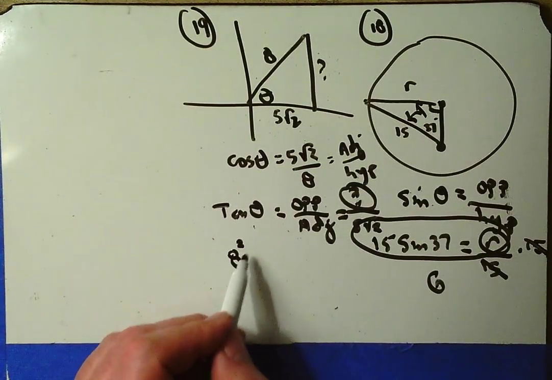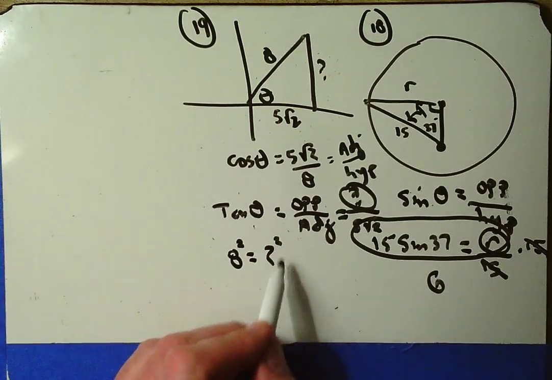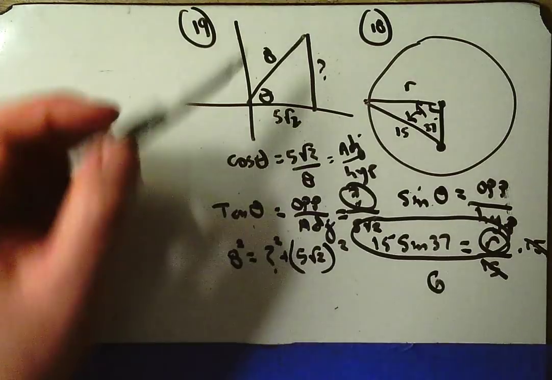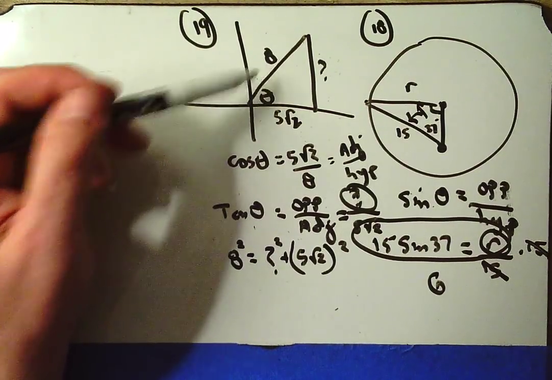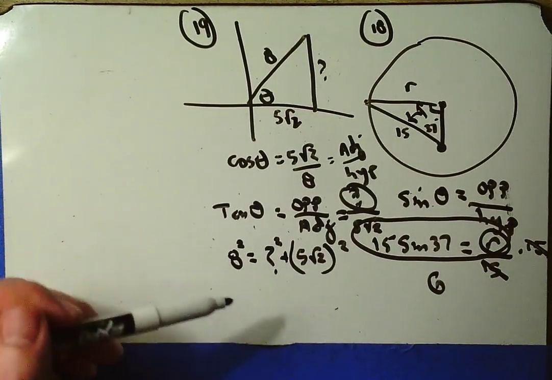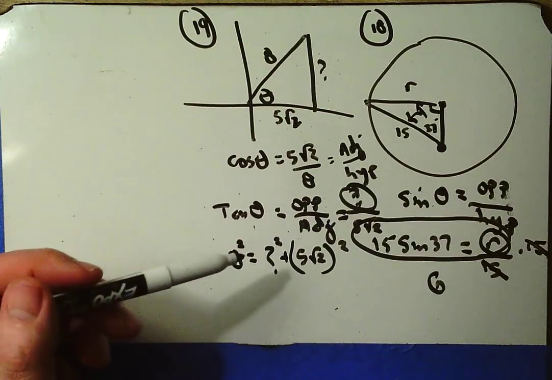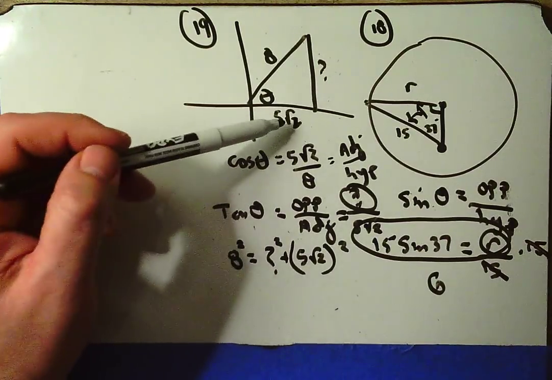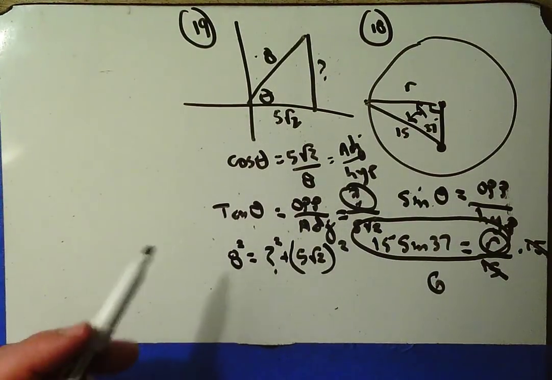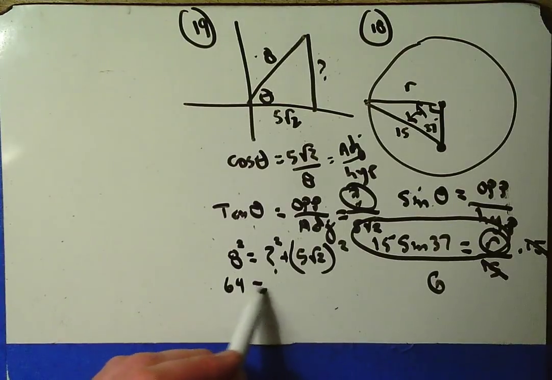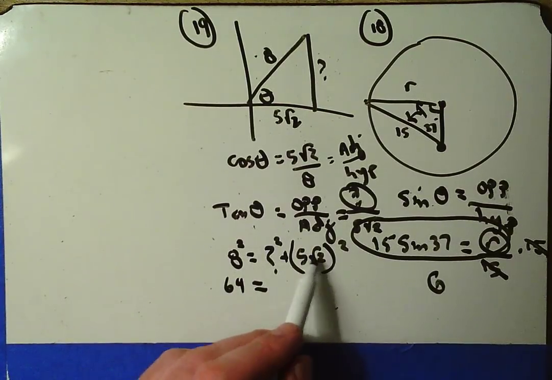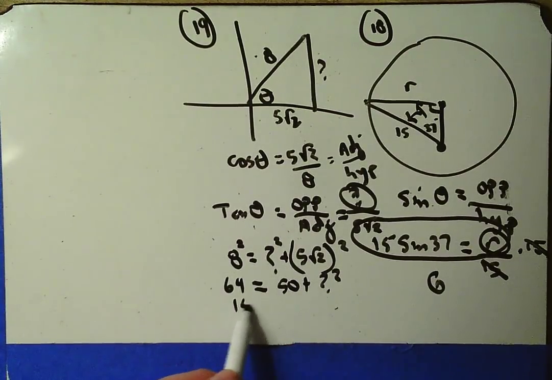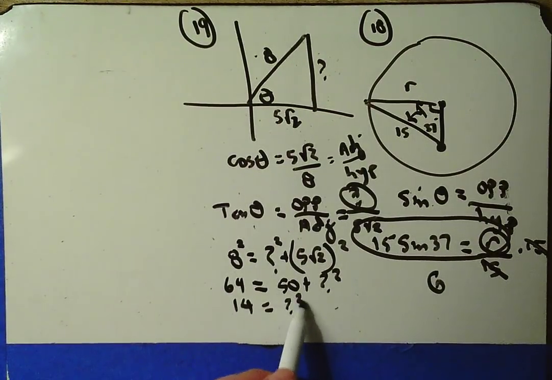I'll know that 8 squared equals question mark squared plus (5 root 2) squared. Remember, 8 is the hypotenuse. It has to be by itself. It's not 8 squared plus 5 root 2 equals question mark squared. It's, in fact, the two shorter sides squared get added together to equal the longer one squared. So I get 64 equals 25 times 2, or 50, plus question mark squared. 14 equals question mark squared.